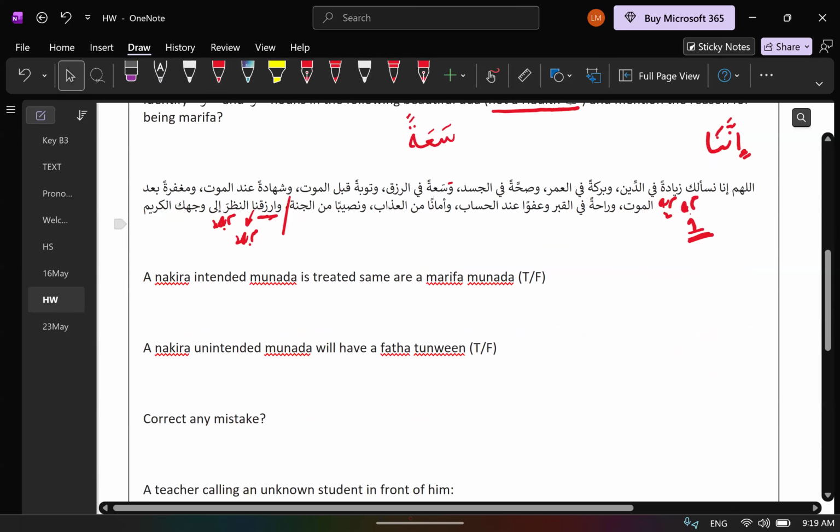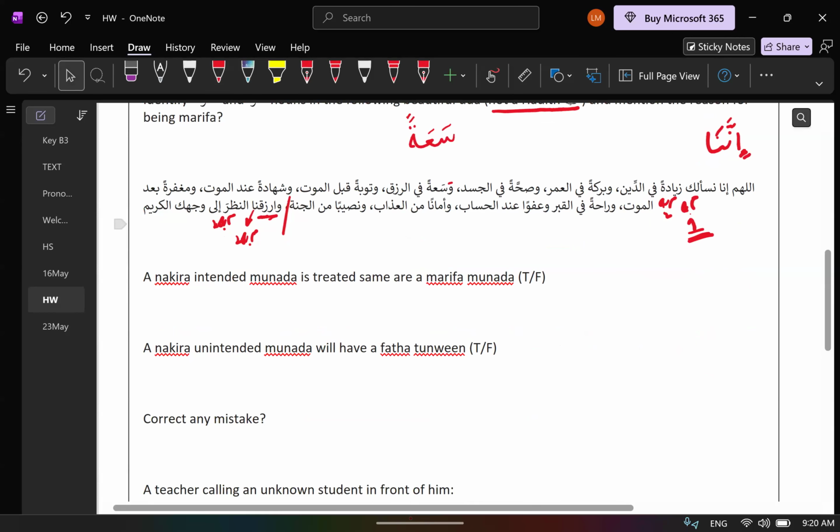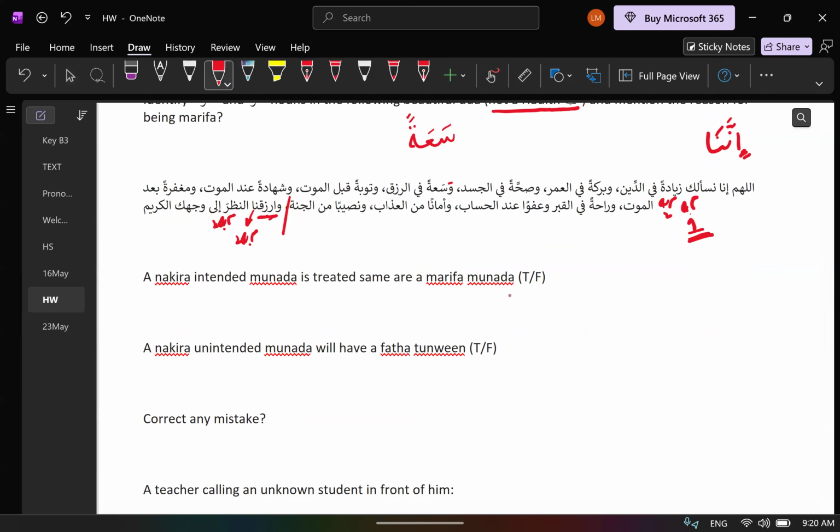So that is good, mashallah. Next, who wants to try this one? Nakira intended munada is treated the same as marifa munada. So what does it mean? Nakira maqsuda munada, same as marifa munada. I'll give you an example of a marifa munada.